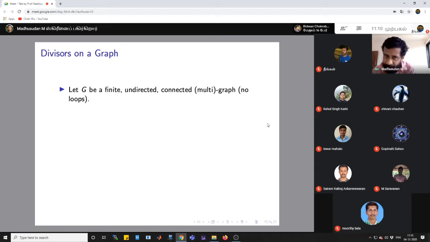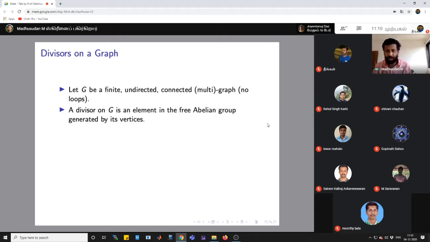And without loops. So the graph will not contain loops, but it could contain multiple edges between pairs of vertices. So it could be, in general, a multi-graph, and connected. That's a very important hypothesis. Connected and undirected, and finite also. All these are important hypotheses actually.